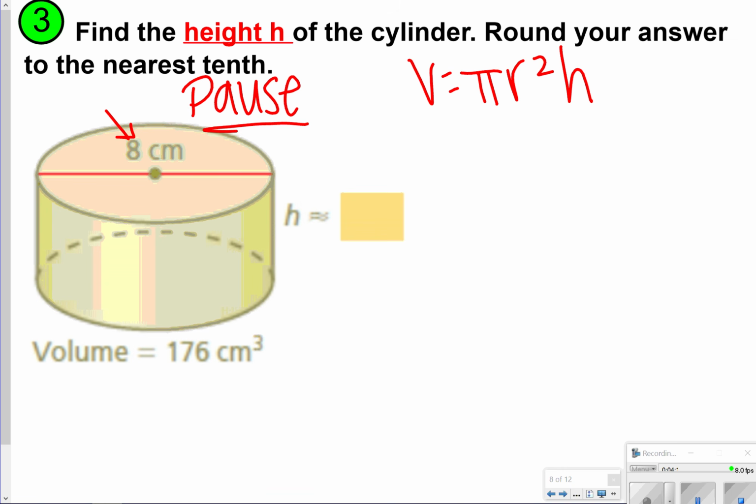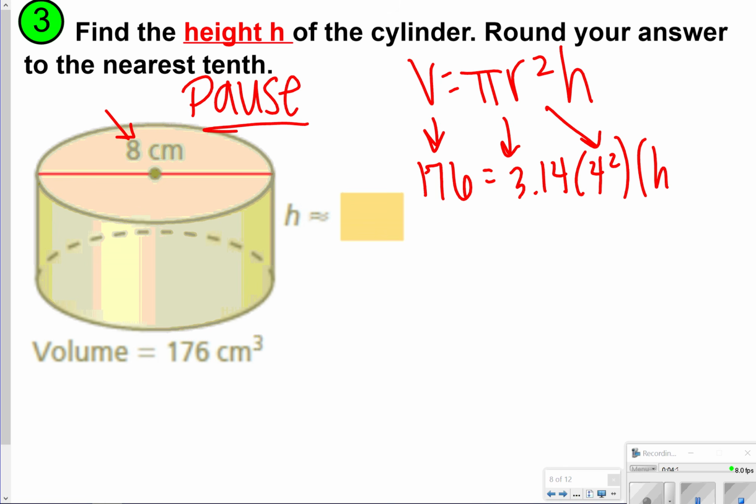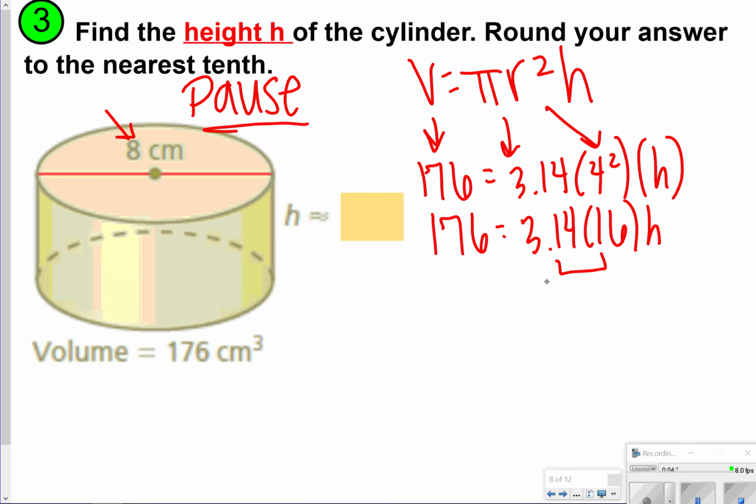Alright, so after we plugged it in, we said volume is 176, pi is 3.14, r squared is 4 squared, and h is still unknown. I'm going to go and work out 3.14 times 16 over here. So 3.14 times 16 is going to give me 50.24. So 50.24h is equal to 176.